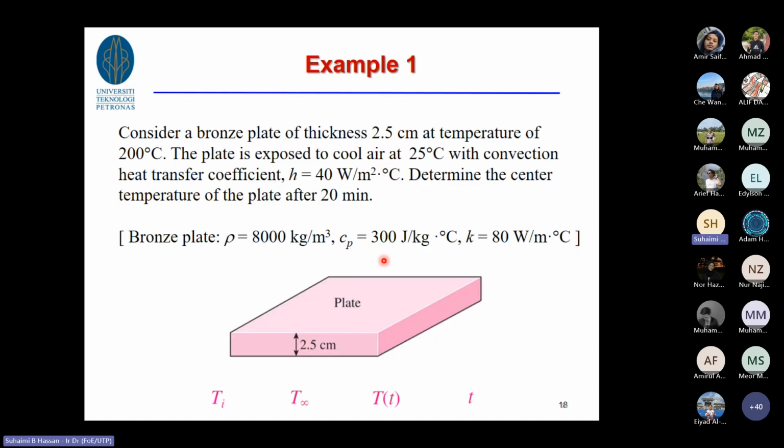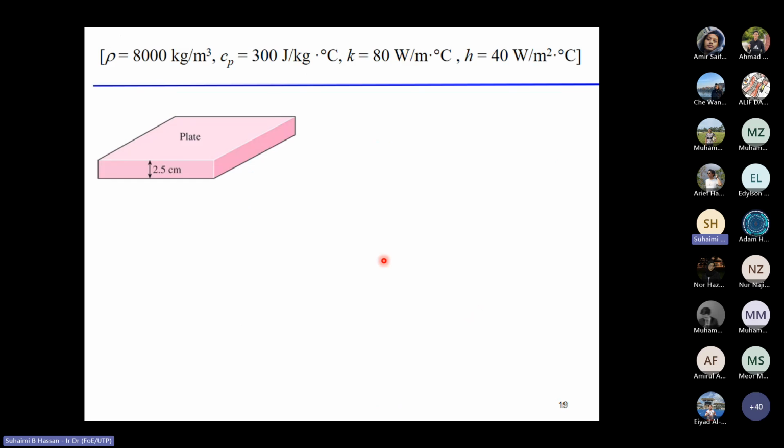Okay, this is the example. Can you check what they are start to do? You have to check the Biot number. Density is given, Cp is given, K and also H.